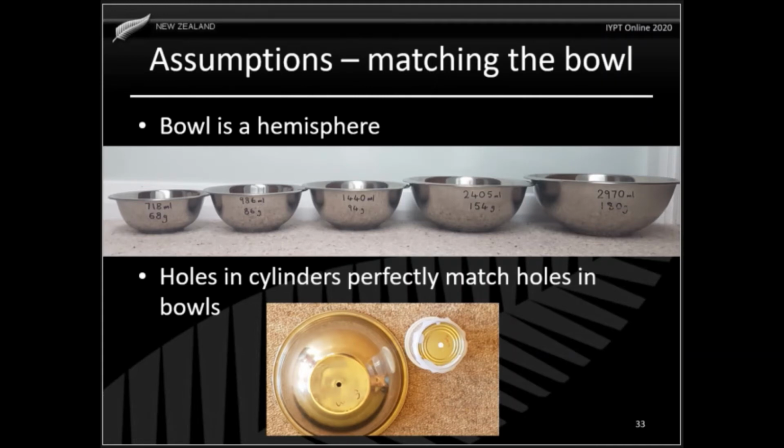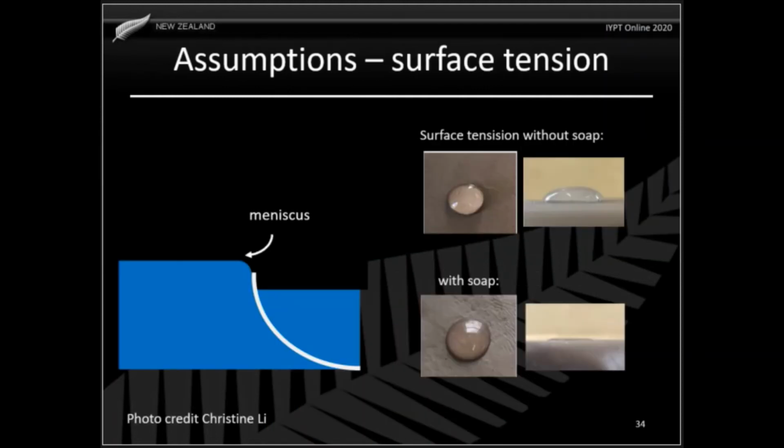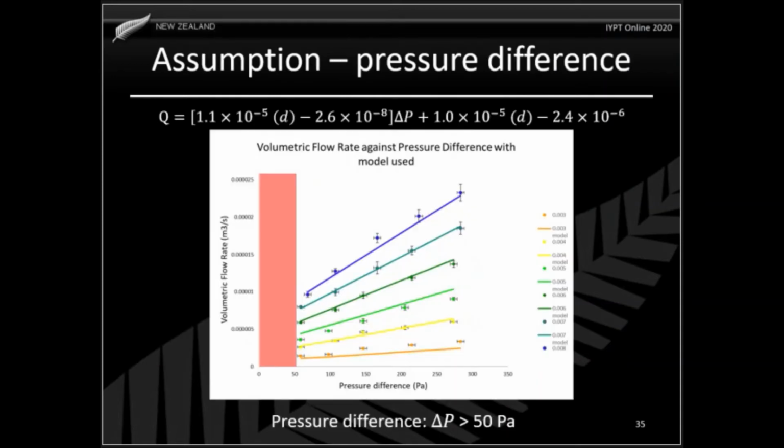Another assumption is that the holes in the cylinders for the experimental relationship between pressure difference and flow rate perfectly match the holes in the bowls. This is why I hot glued metal to the bottom of the cylinders, but they still won't match the bowls perfectly. Surface tension is the adhesion between water particles, which for the water stainless steel boundary means that attraction of the water to the water causes a meniscus. The model ignores this effect, but this only accounts for a few seconds of sinking time.